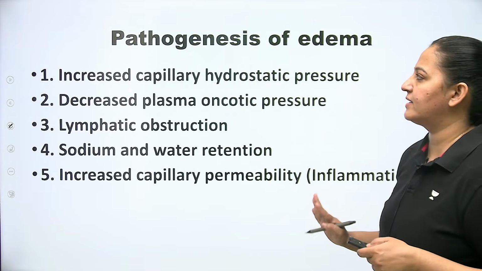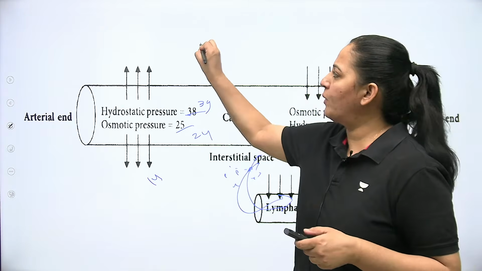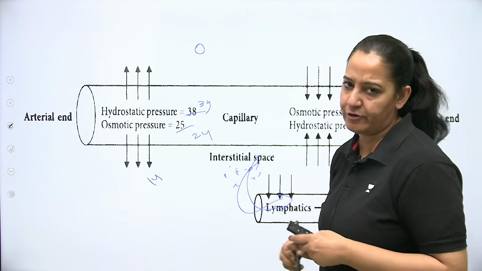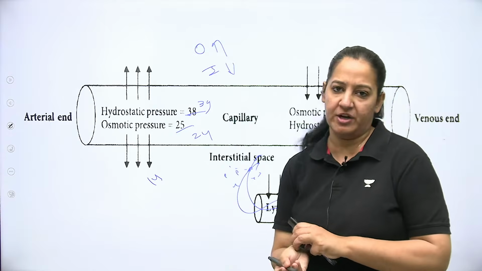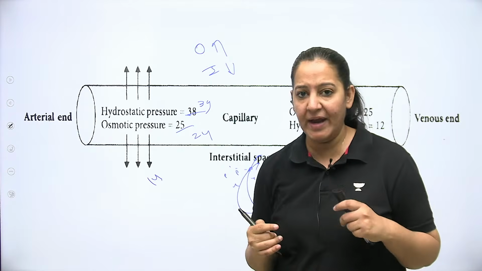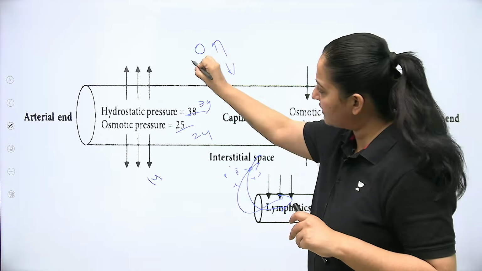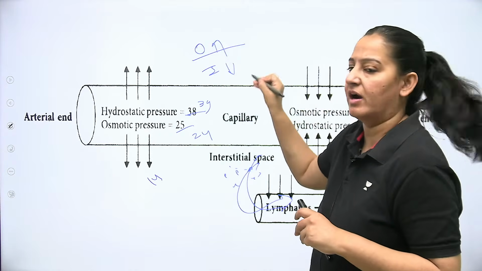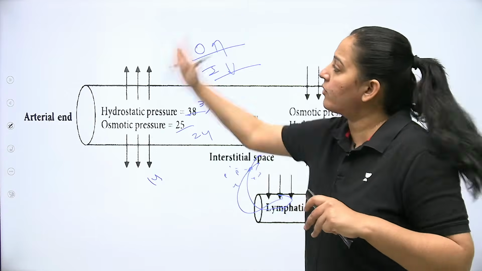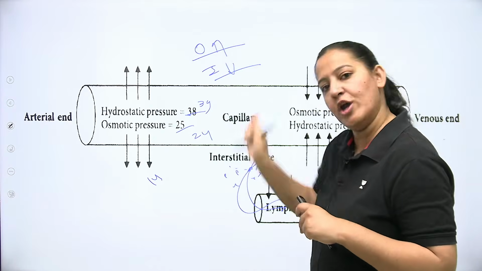So you tell me, what is the pathogenesis of edema? No, you have to tell me. Either outward pressure increases, that is hydrostatic pressure increases, or inward pressure decreases, that is oncotic pressure decreases. That will lead to imbalance, right? So you want more and more fluid to be outward. So either you increase outward so that more fluid comes out, and you decrease inward so less goes back. So more is coming out, less is going back, so it will accumulate there.